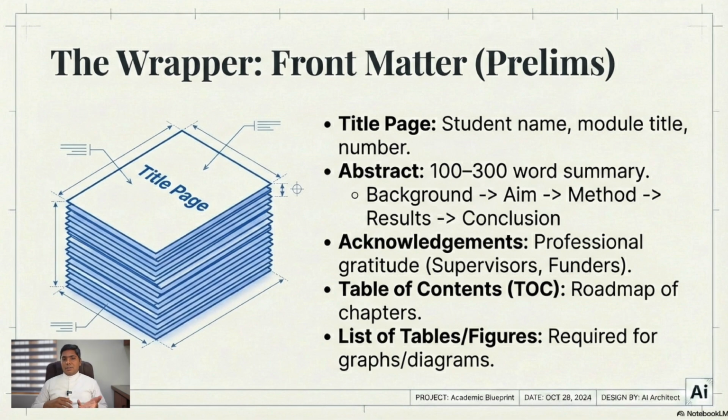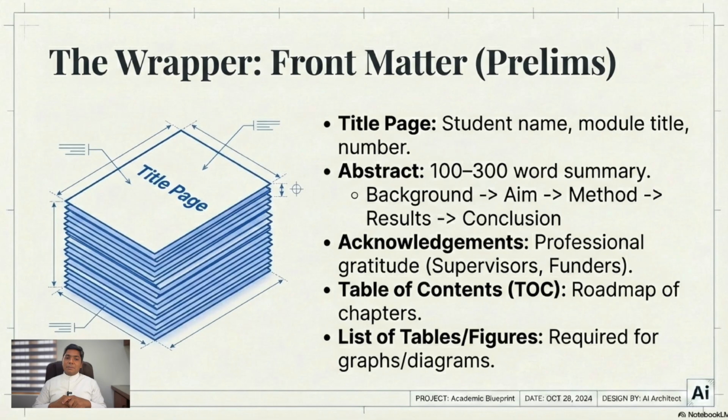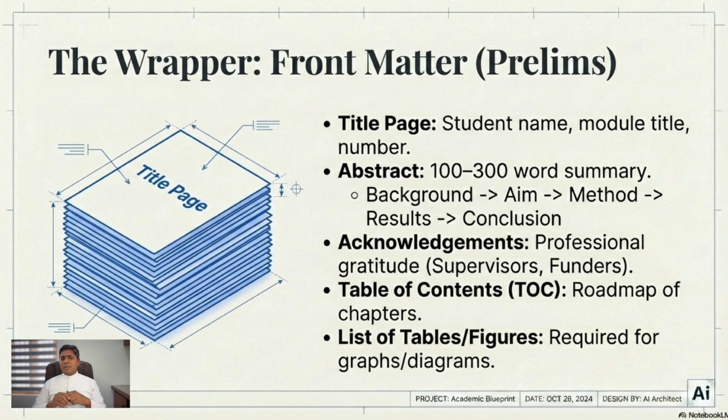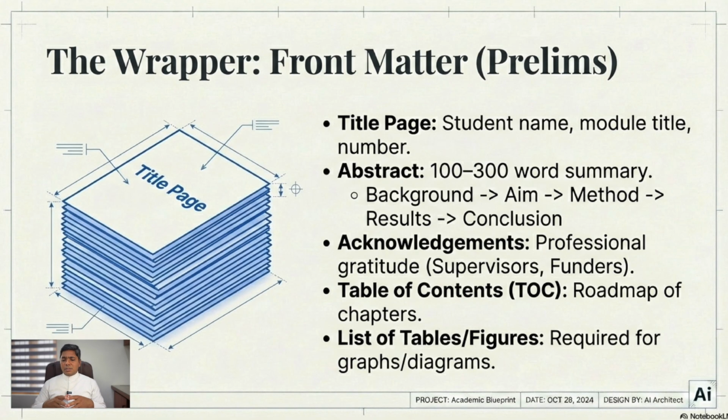Next is the abstract. This is the short summary, typically 100 to 300 words, explaining your dissertation's purpose, methodology, the main findings, and conclusions. Think of it as a miniature version of your entire dissertation. Some disciplines use structured abstracts with explicit headings like background, aim, method, results, and conclusion. So check your department's or university's requirements before writing the abstract.